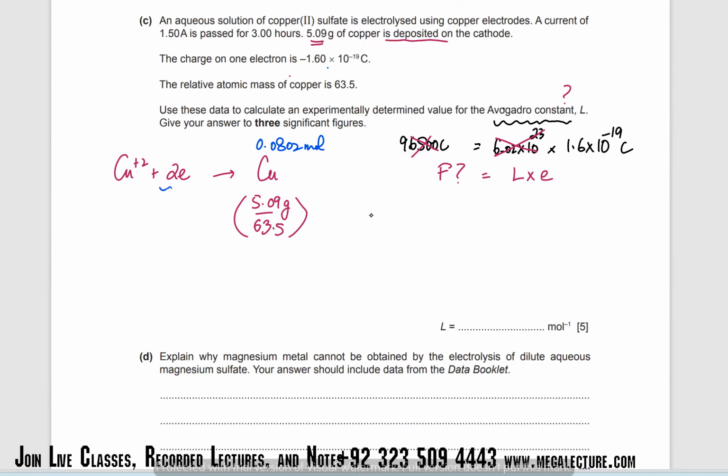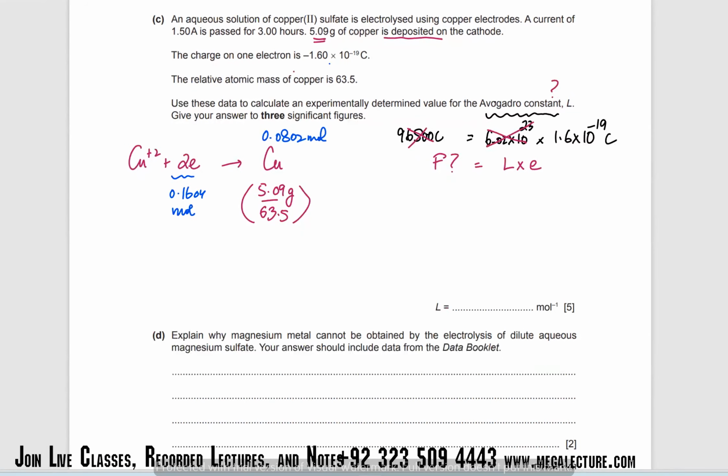So electrons के moles क्या होंगे? That's going to be double, right? So double that, it's going to be 0.1604. यही होंगे ना? So just 0.160. It's 3, it's 3. So forget it. It was 160, right?